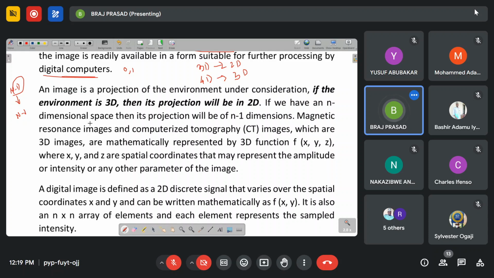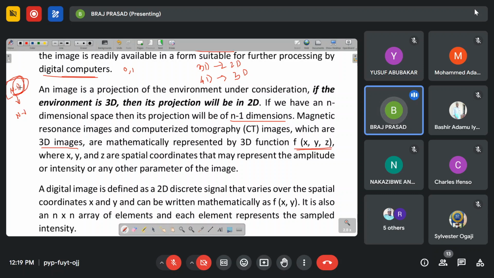If we have an n-dimensional space, that is, if our object is in n dimensions, then its projections will be n minus 1 dimensions. Magnetic resonance images and computerized tomography images, which are 3D images, are mathematically represented by 3D functions. And this 3D image will be represented by a function, denoted by f, and the number of dimensions used to represent this image.